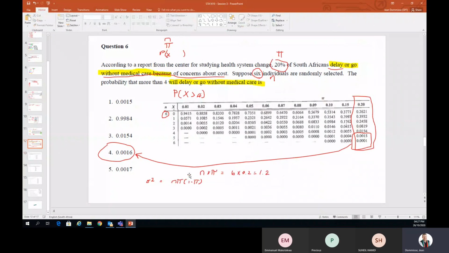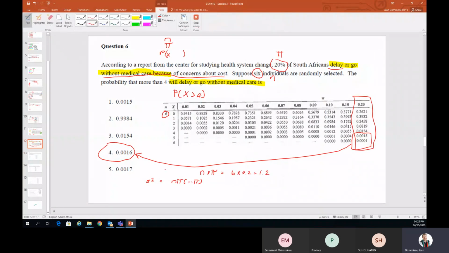Okay, so for mean, or expected value, we always look, the formula for the binomial is n times pi. So in this instance, it was exactly the same. So it would have been n is 6, pi 0.2. So your mean would be 1.2.